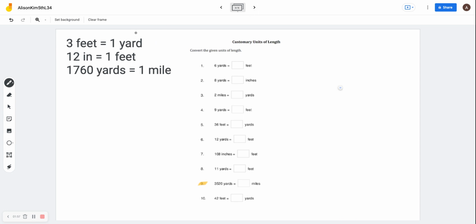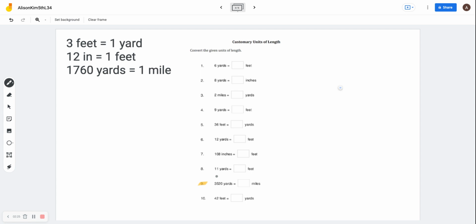So once again, I put out the conversions that you will need for this specific worksheet. This time we're going to be dealing with length. This one deals with mainly inches, feet, yards, and miles. So we know that 3 feet equals 1 yard, 12 inches equals 1 foot, and 1,760 yards equals 1 mile. We're going to be doing number 9. It says 3,520 yards equals blank miles.